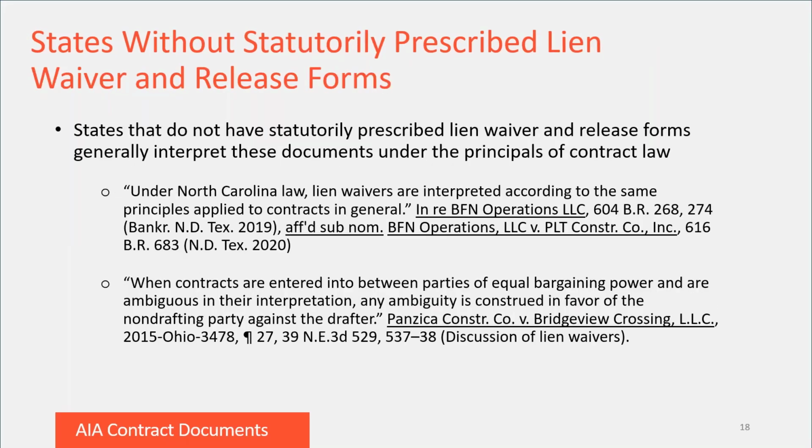Many states do not have statutorily prescribed lien waiver and release forms. In these states, the documents are generally interpreted under the principles of contract law. Here are two cases out of Texas interpreting North Carolina law and Ohio discussing how lien waivers are interpreted according to the same principles applied to contracts in general. This means that lien waiver and release forms are subject to the same governing principles as any other contracts in those states.